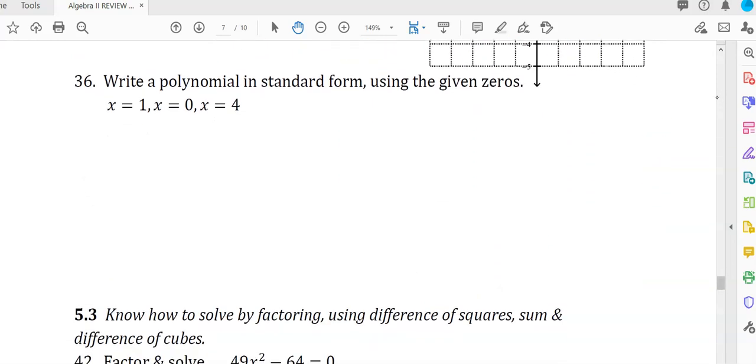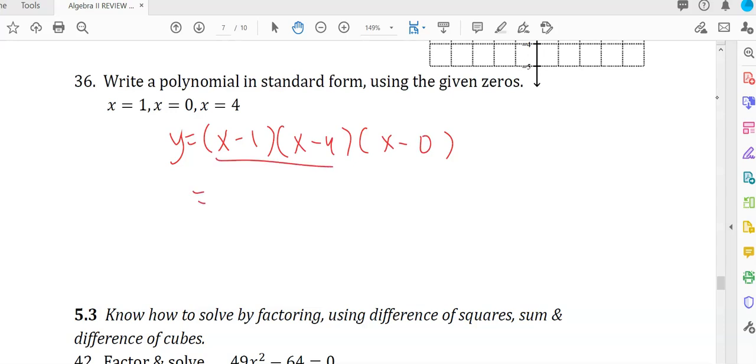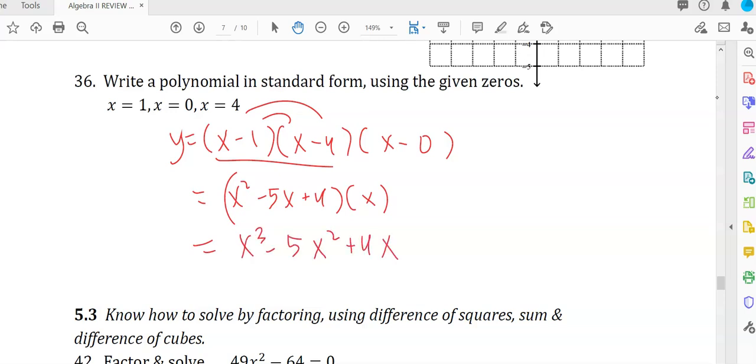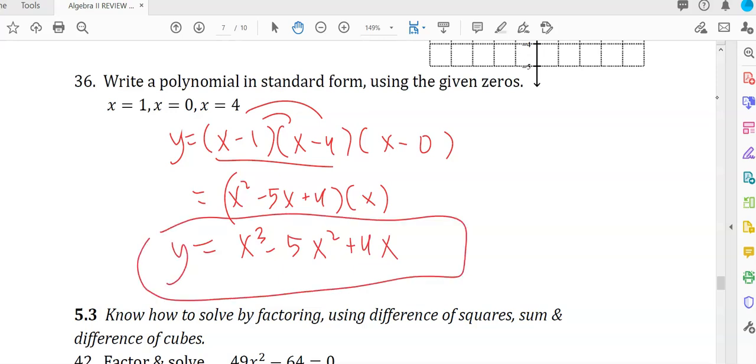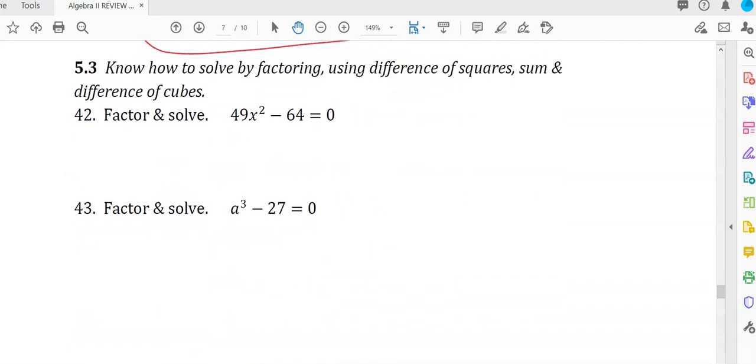Right, polynomial standard form. So polynomials like y equals or f of x. The factors, there's got to be 3 factors. There's 3 solutions. So x minus 1, x minus 4, and x minus 0. If you want to write it that way, you could just write x. I'll multiply these two together. That'll be x squared minus 4x minus 1x is minus 5x plus 4, times x. Distribute the x to everything. You get x cubed minus 5x squared plus 4x. And that would be one polynomial function that has those solutions.